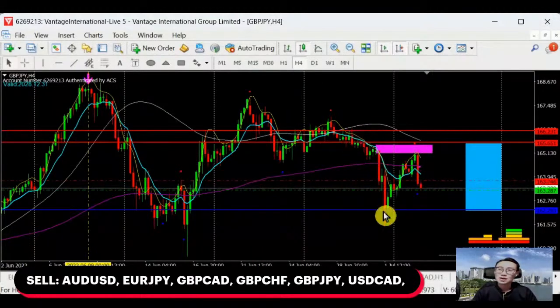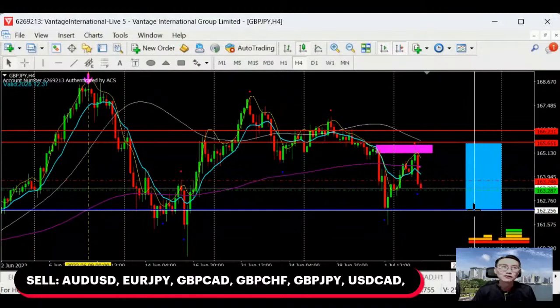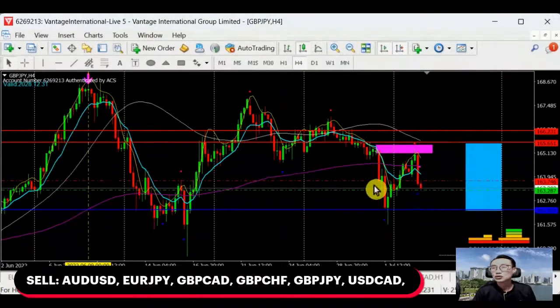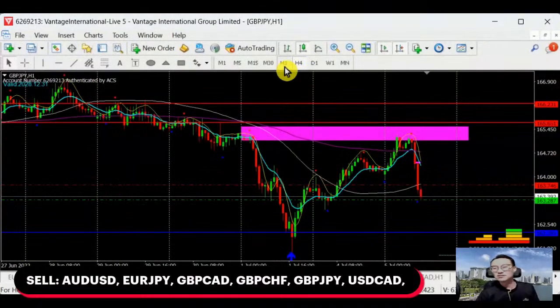It has cleared once. I completed one mission here, and it retraced backward and retested again. Now it's retesting back again. When it's coming back for retesting, we have a very good chance for pound yen to continue the selling to complete my mission once again, my target over here. Probably the next 2 days, then that will be good.